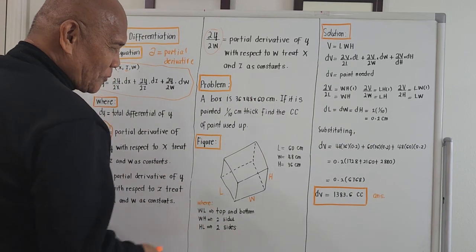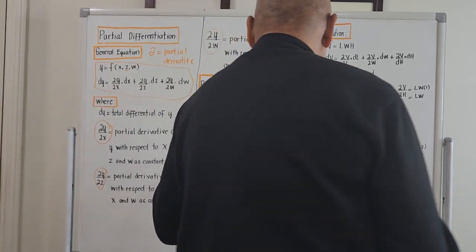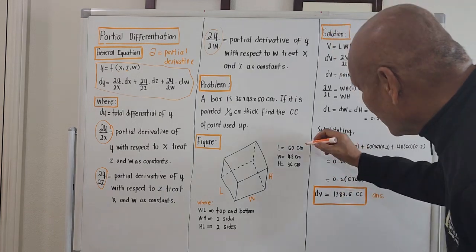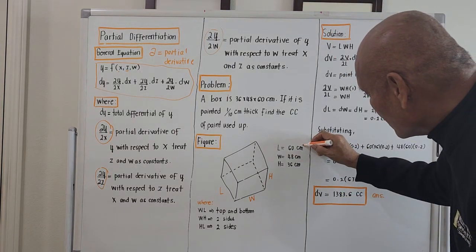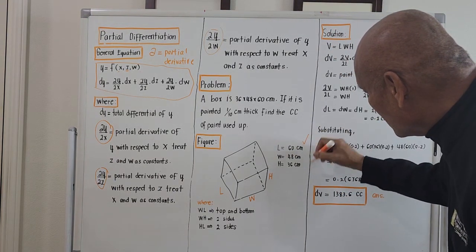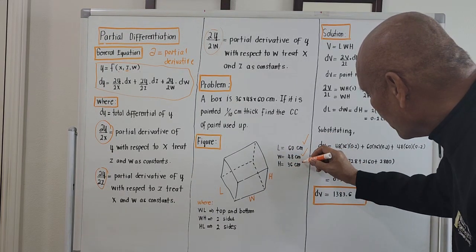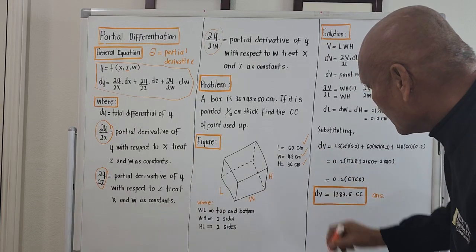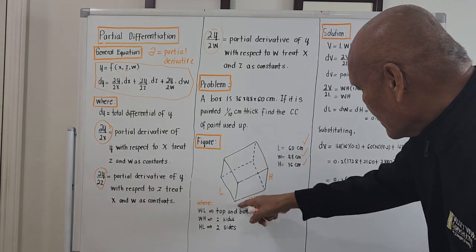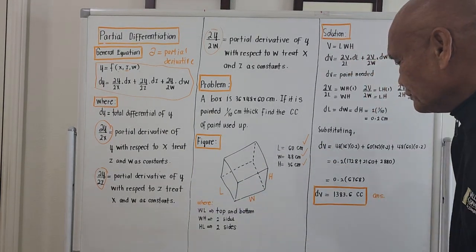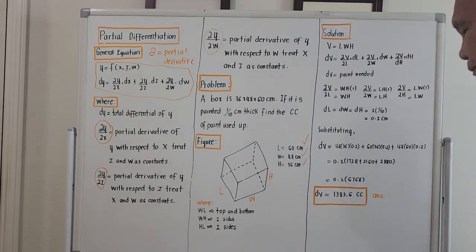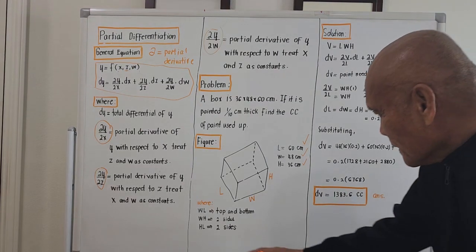The length, of course, the longest one will be the length, right? So I place it here, the length will be 60 centimeters, and the width will be 48 centimeters, and the height will be 36 centimeters. Length, width, times height. Okay, I place it here.